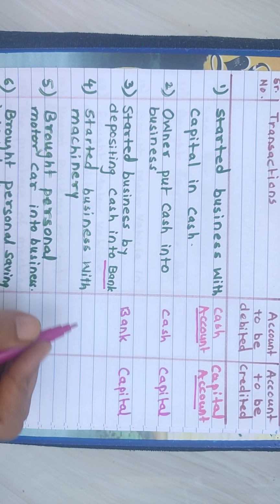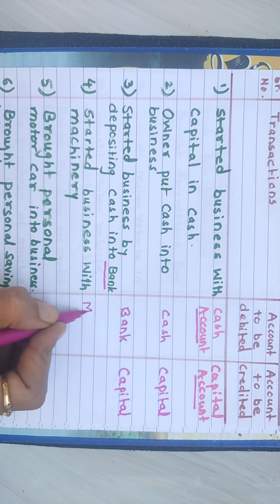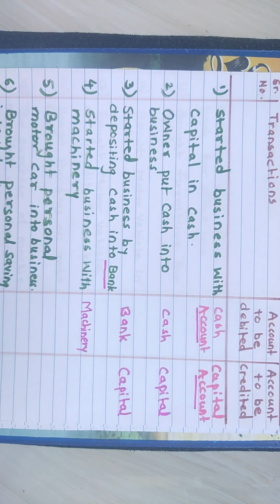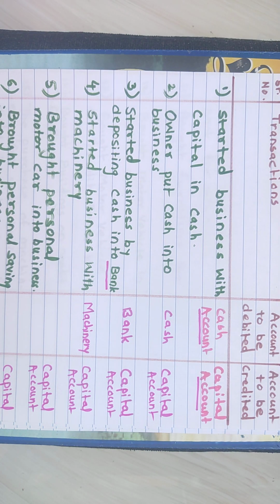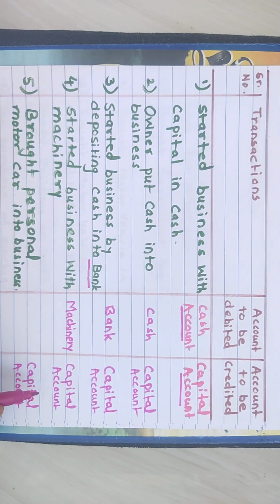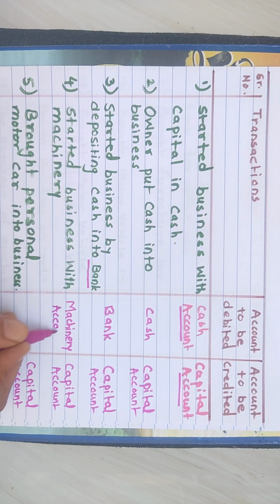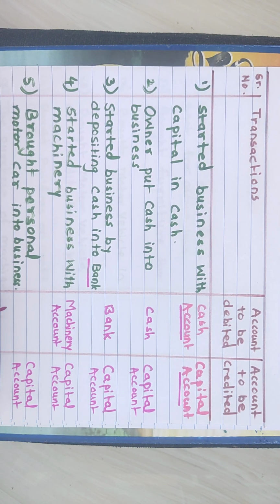Now fourth one, started business with machinery. Now here the proprietor brings machinery into the business. So the account debited will be machinery. And which account will be credited? Capital account. Started business with machinery, so machinery account will be debited and capital account will be credited.